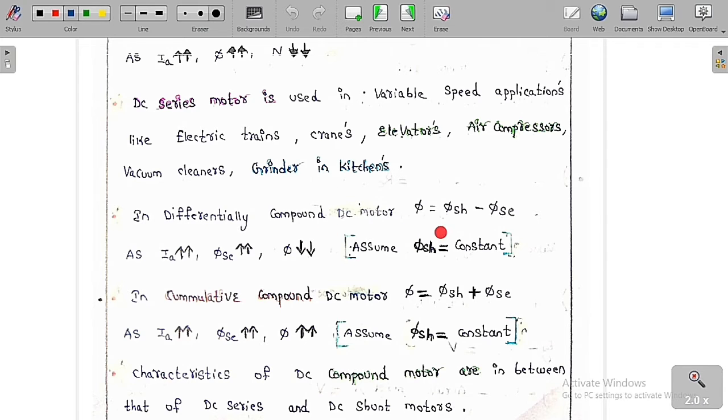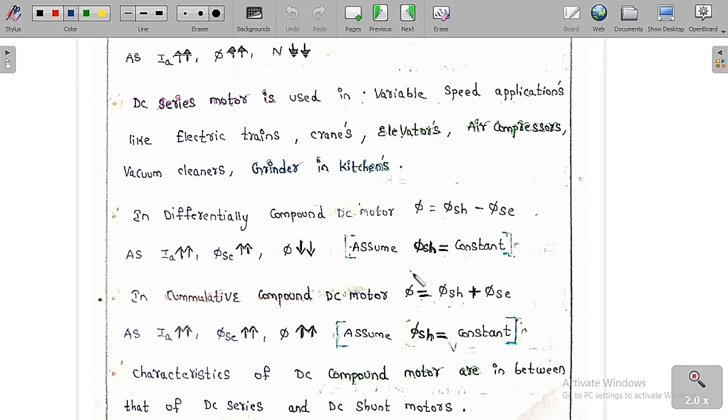Eventually, in a compound DC motor, the net flux is equal to phi SH minus phi SC. We are going to always assume that phi SH is always greater than phi SC. As the load increases, the current IA increases. So therefore phi SC increases. So therefore the overall flux always decreases. We are going to assume the shunt flux is constant. So therefore in a differentially compound DC motor, the resultant flux is equal to shunt flux minus phi SC.